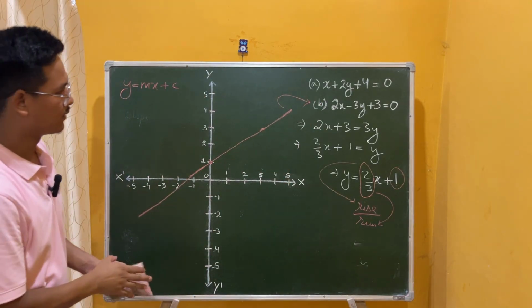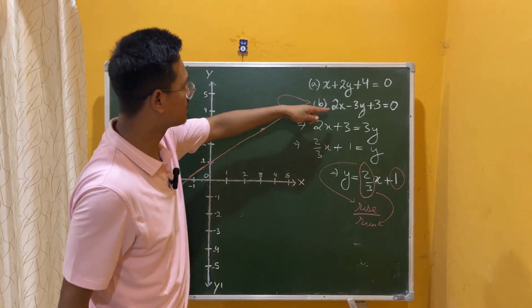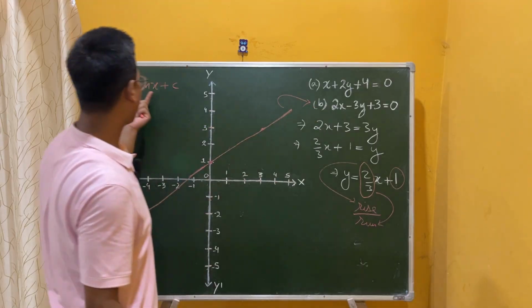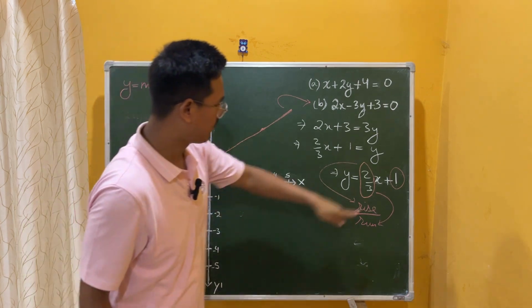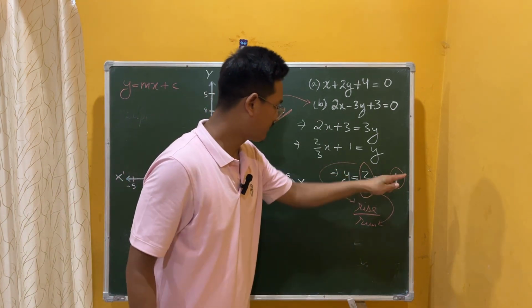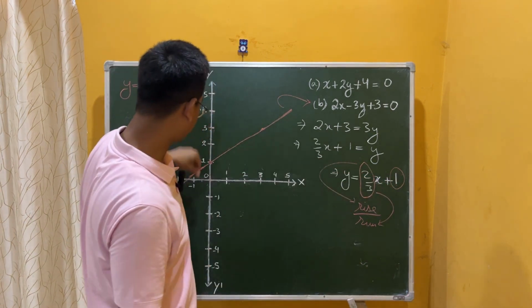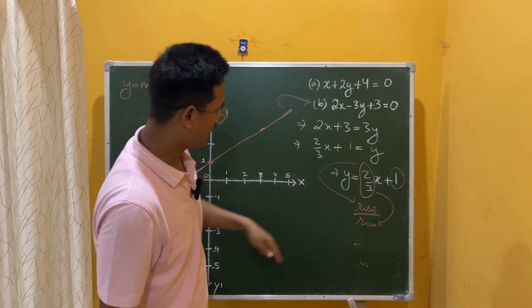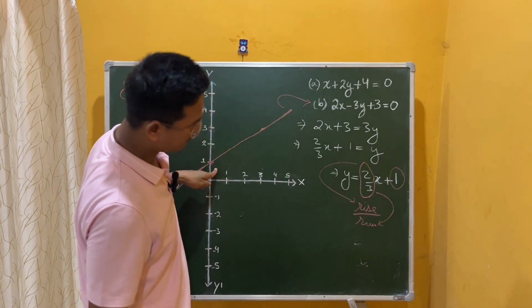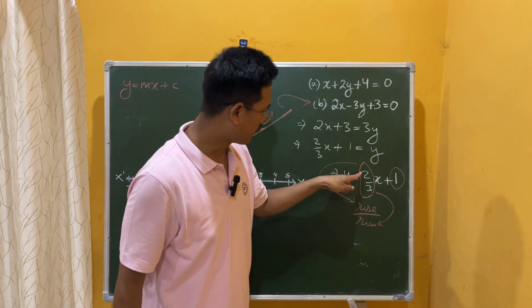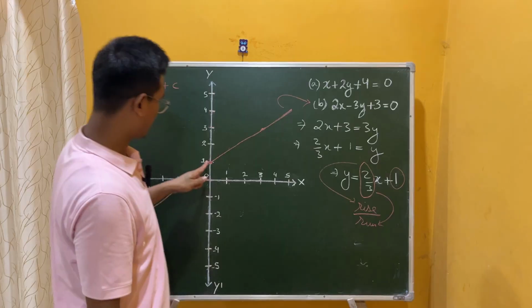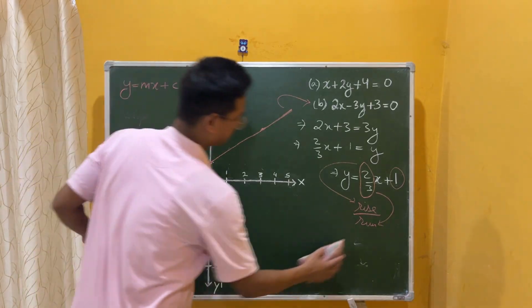So the method was to convert this equation to y equals mx plus c form, and then first plot the constant: look for the constant part, where it is on the y-axis, and once you get that point, you come to the slope m of the line and use the formula rise over run. So let's go for another one.